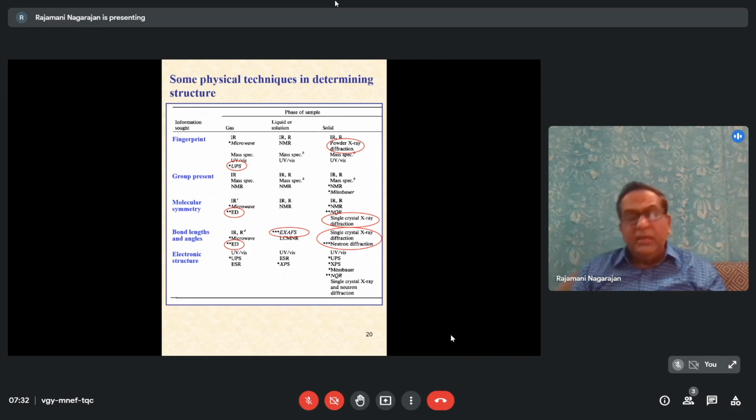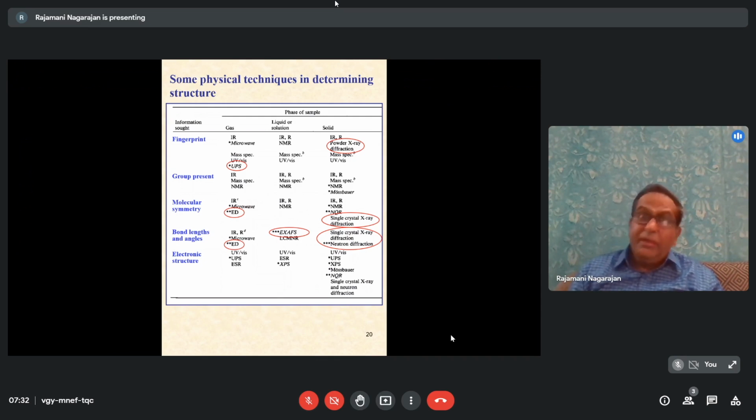So that is also one of the difficulties, or one of the apprehensions a lot of researchers are having, why we have to work with the solids. Because if you want to understand the molecule completely, for example, fingerprinting, groups present, molecular symmetry, bond lengths and bond angles, electronic structure, you need, as you see in this table, for solid, a huge number of techniques which I have listed. And therefore, they say that, okay, with the help of minimum techniques, I'm able to get some idea. And therefore, they prefer to work on gas or liquid or solution-based compounds, basically organic chemistry.